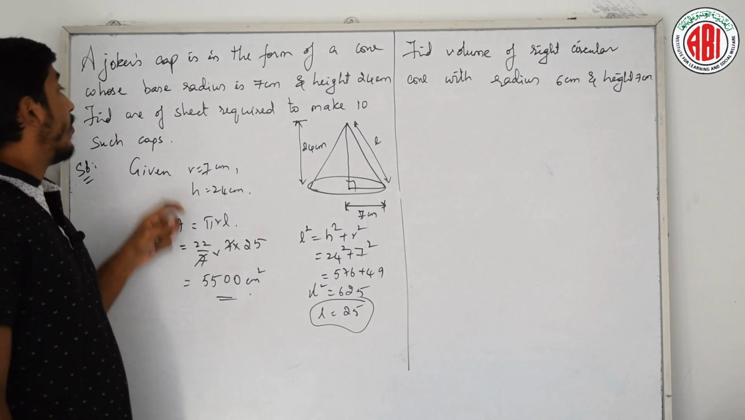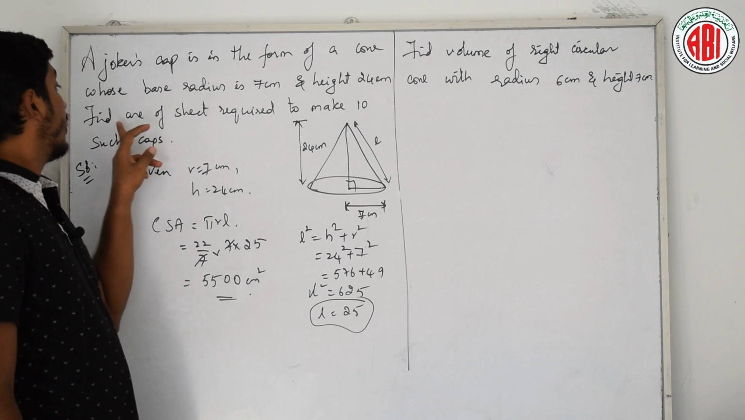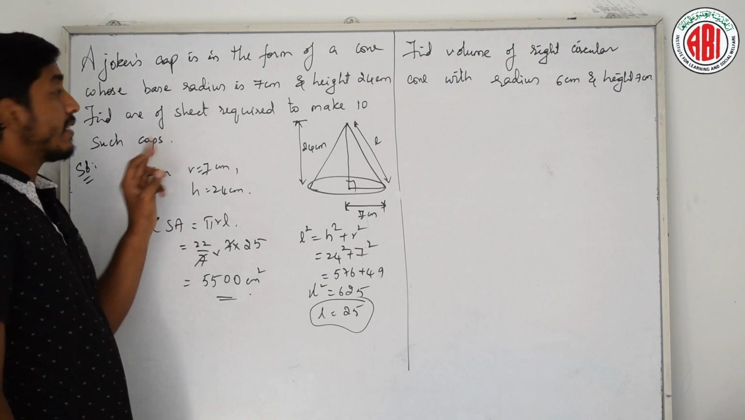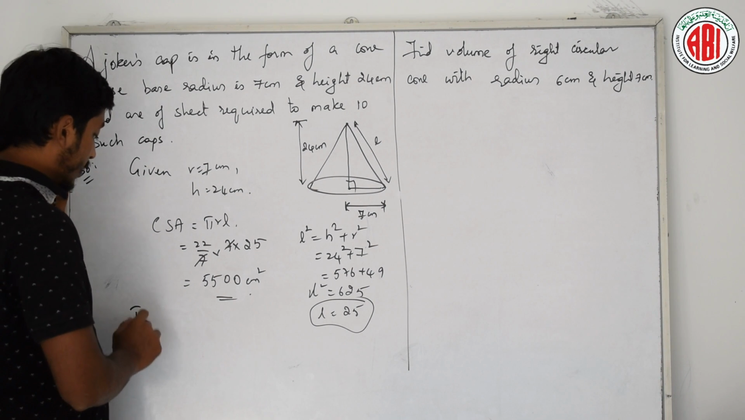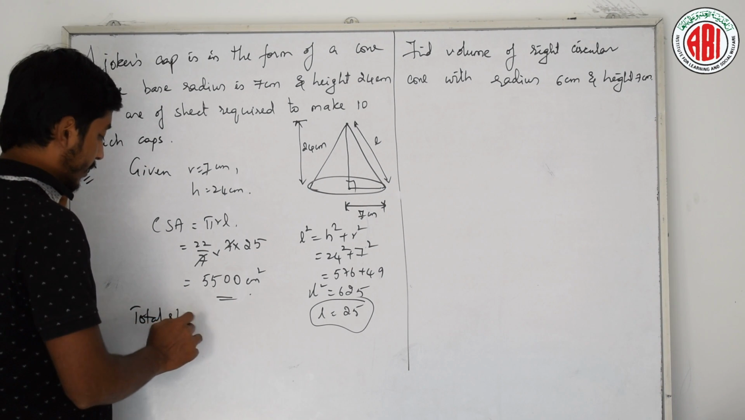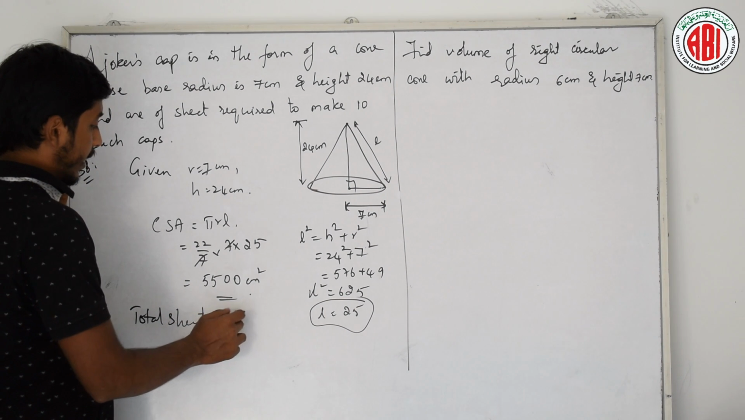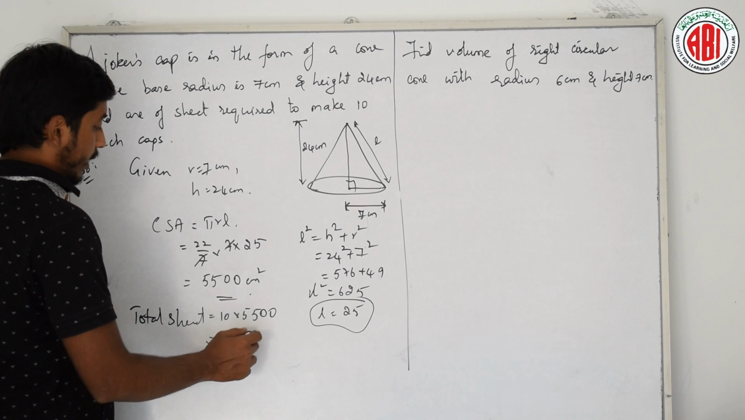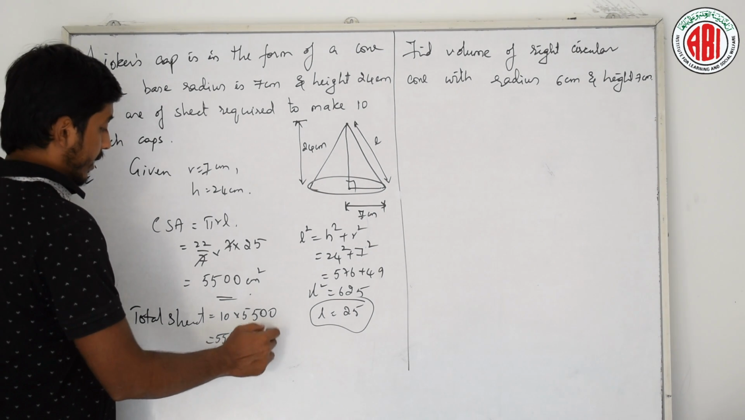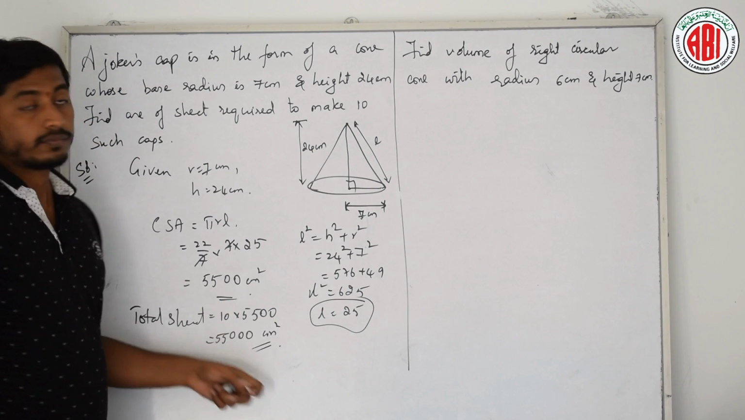Then what did he ask? He is asking us to find the sheet for making 10 such caps. That is, we have to multiply it with 10. That is, total sheet is equal to 10 into 550, that is 5500 centimeter square. Is it right?